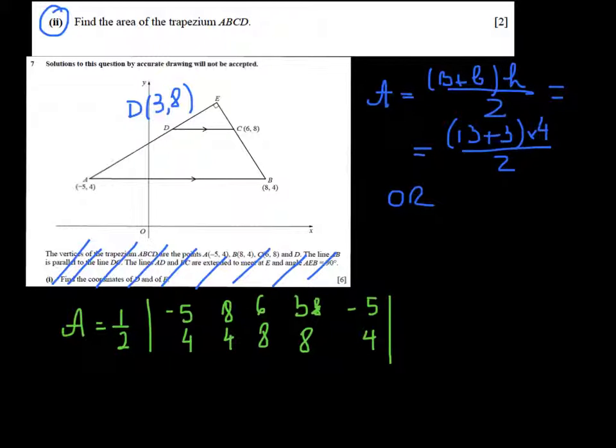And then we multiply minus 5 times 4, then 8 times 8, 6 times 8, 3 times 4, and take away the product on the other diagonals, and we should end up with the same answer.